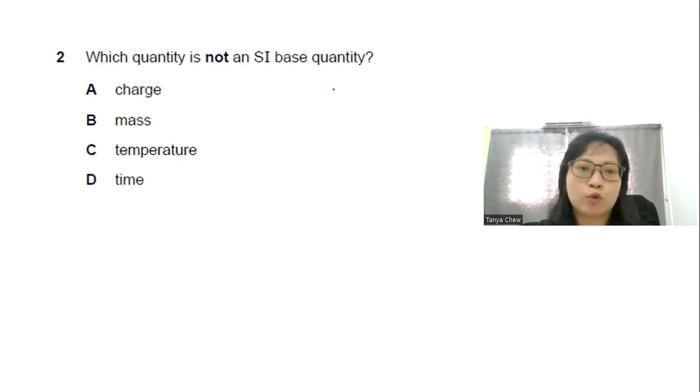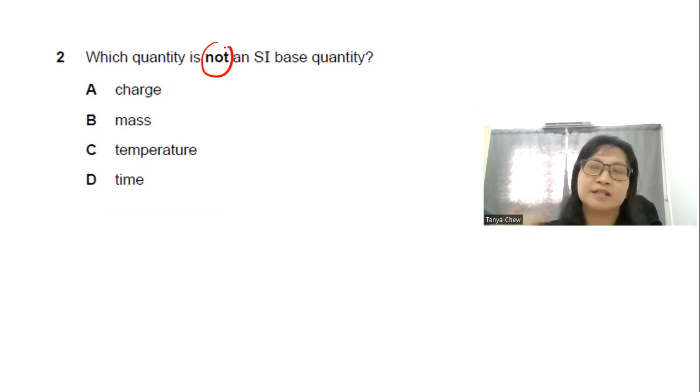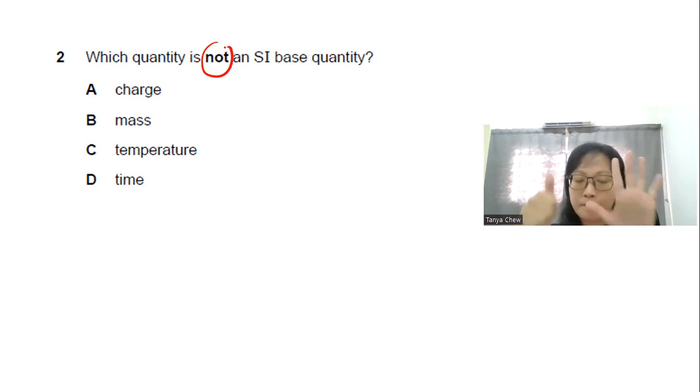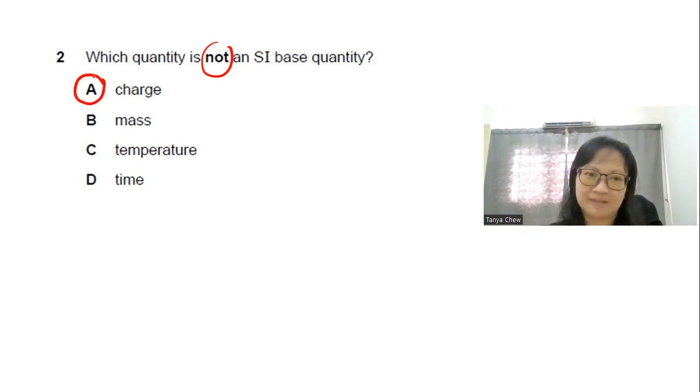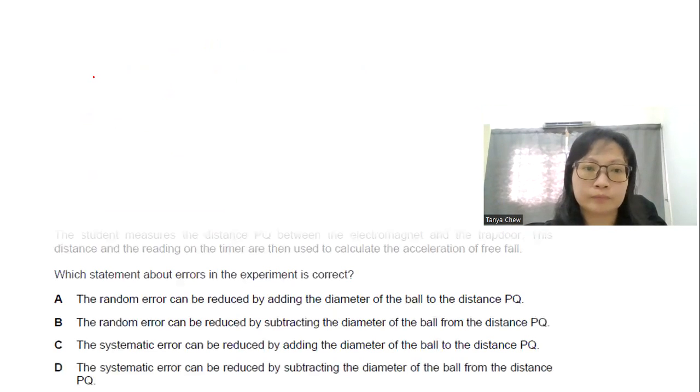Second question: which quantity is not an SI base quantity, standard international base quantity? They are all standard international base quantities. There are 6 base quantities that you have to memorize in your AS syllabus. The one that is not an SI base quantity is the charge. So A is the answer.